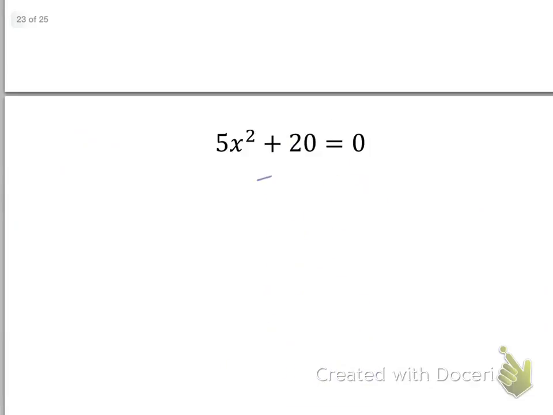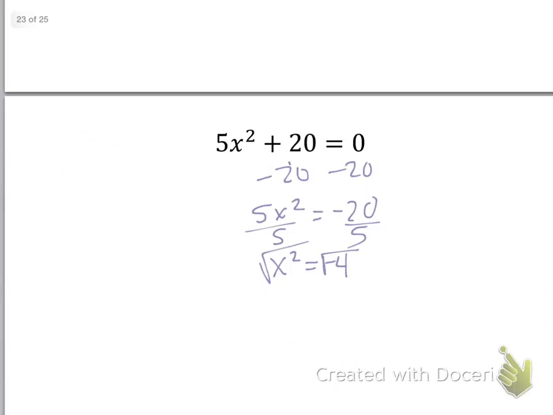Solving this, let's go ahead and subtract 20. Divide by 5, so x squared equals negative 4. Square root both sides, so it becomes a plus or minus. Get rid of that negative underneath the square root. Square root of 4 is 2.